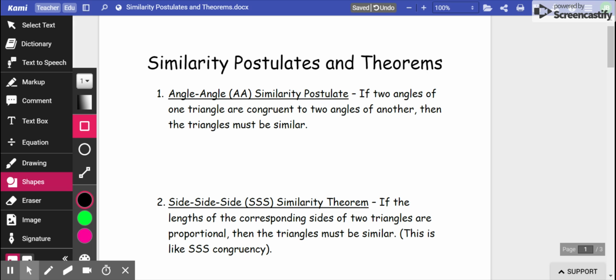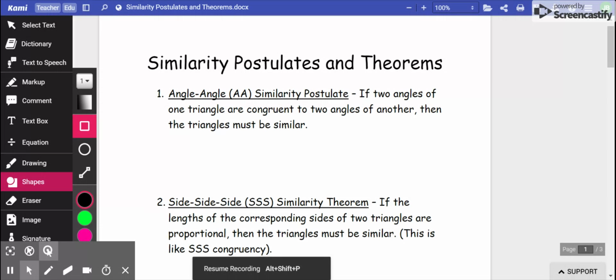Welcome, and we're working on similarity postulates and theorems. These postulates and theorems basically explain how triangles are going to be similar to each other. And the first case we're going to talk about is the angle-angle similarity postulate. Basically what it states is, if two angles of one triangle are congruent to two angles of another, then the triangles must be similar.